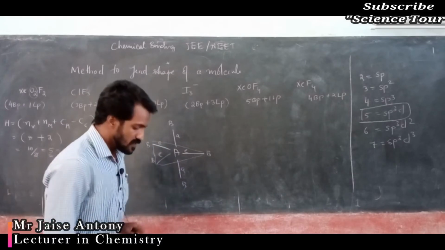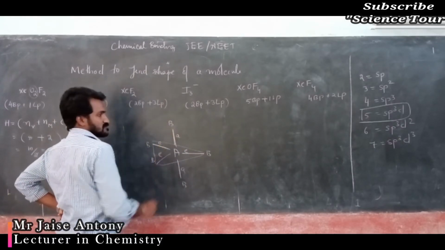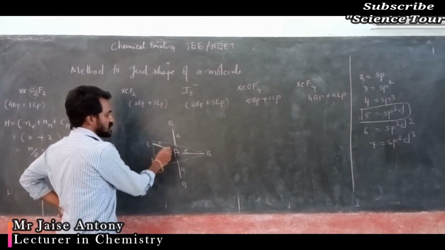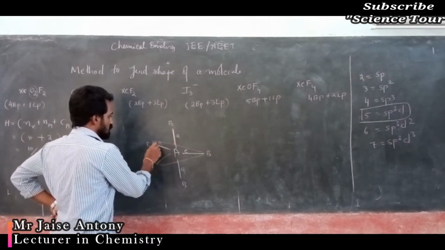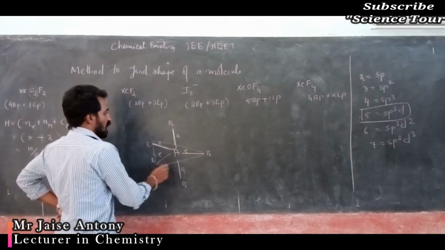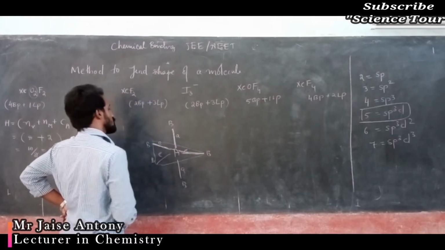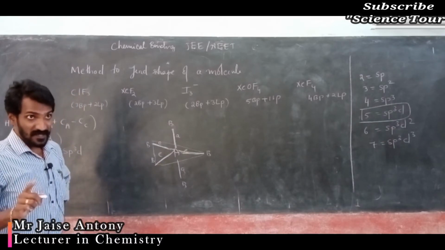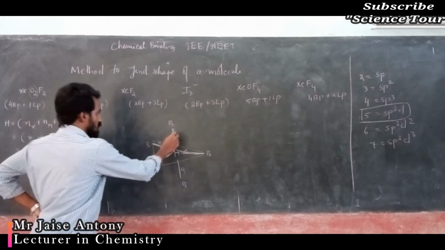Here, very important concept is these axial bonds form 90 degrees with each equatorial bond. See, for example, this one forms 90 degrees with this equatorial bond, and this one forms 90 degrees with this equatorial bond also. Correct? That means one axial bond. Actually, the axial bond is linear.